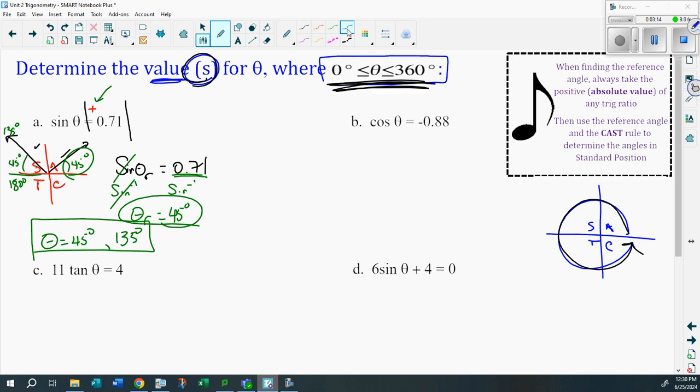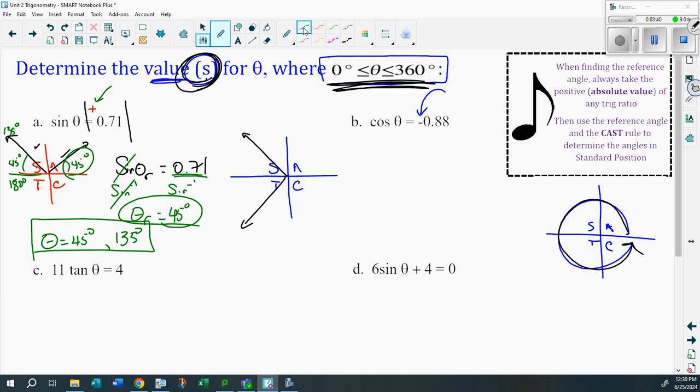Check this out. First things first, notice that this cosine is negative. Okay, CAST rule. Here we go. Add sugar to coffee. Where is cosine negative? Cosine's negative here and cosine's negative here. Now, in order to find the proper reference angle, you can throw this in your calculator, but it's not going to give you the two angles. Remember, this says two values, two angles.